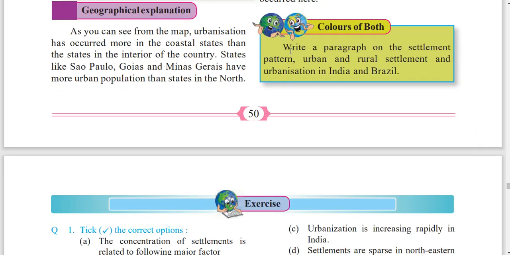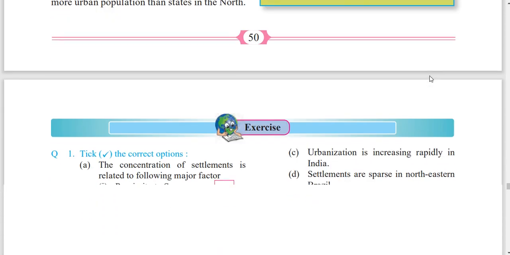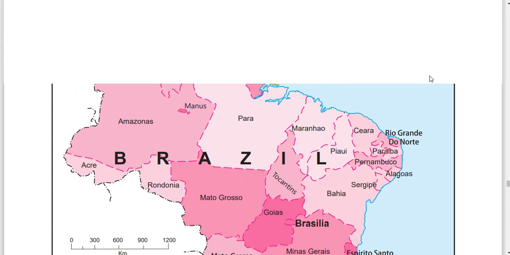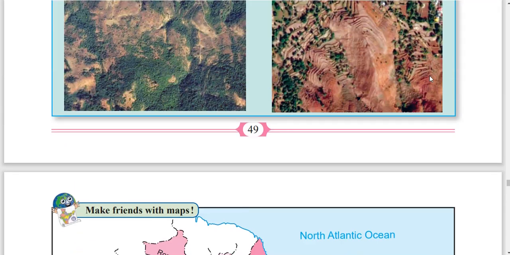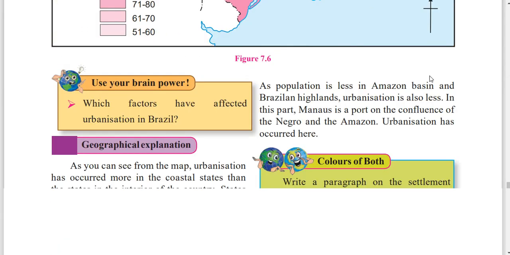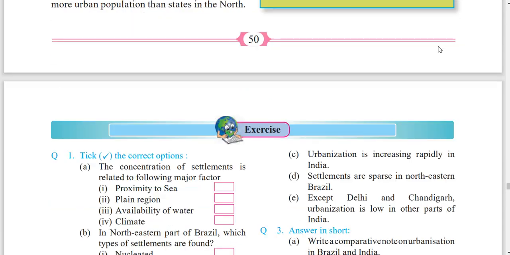Write a paragraph on the settlement pattern, urban and rural settlement and urbanization in India and Brazil. So this is the lesson. Exercises we will do in a separate session.